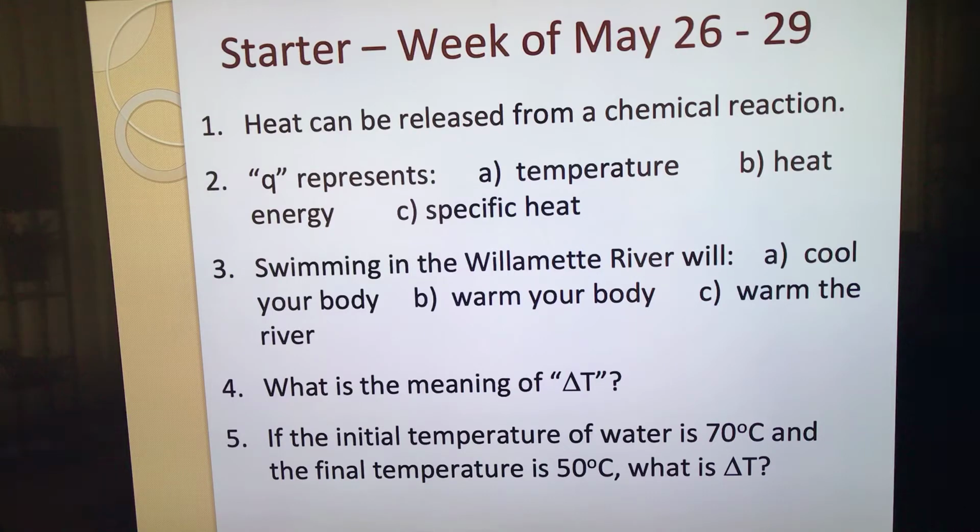Should have marked that true or false. Number two, Q. The letter Q, what does it represent? Temperature, heat energy, or specific heat? Number three, if you go swimming in the Willamette River, will that cool off your body, warm your body, or warm the river? Number four, what is the meaning of triangle T? And number five, if the initial temperature of water is 70 degrees Celsius and the final temperature is 50 degrees Celsius, what is triangle T?